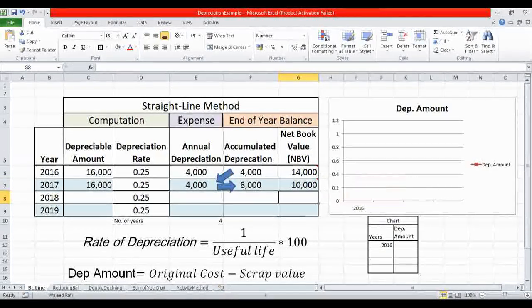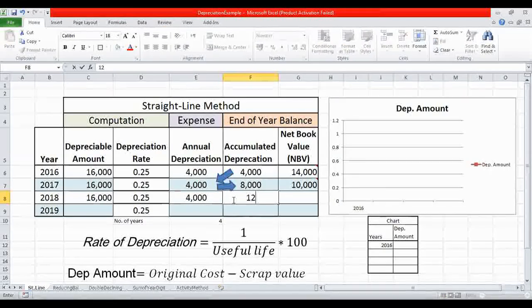After this, for 2018, we are again going to start with 16,000. Again, we will calculate 25% of 16,000, which is going to be 4,000. This 4,000 will be added into the accumulated depreciation of the last year. So this 8,000 plus 4,000 is 12,000. This 12,000 is going to be subtracted from 18,000. So 18,000 minus 12,000 is 6,000.